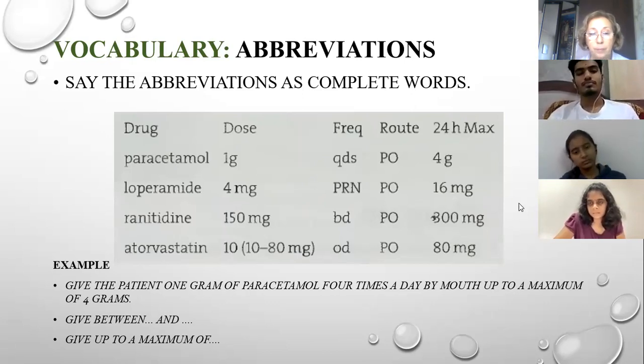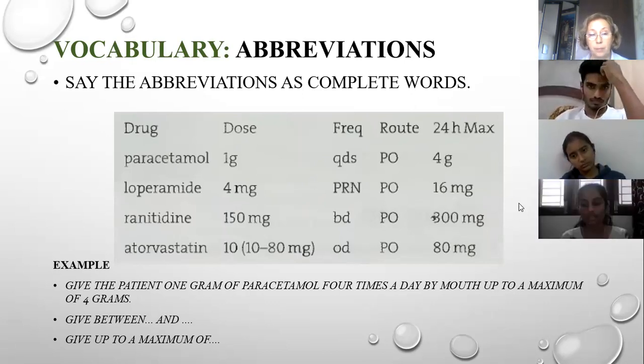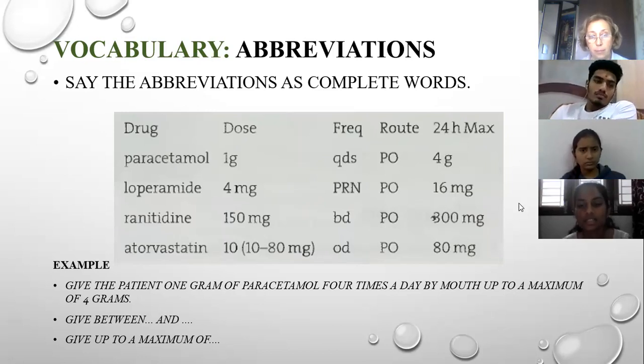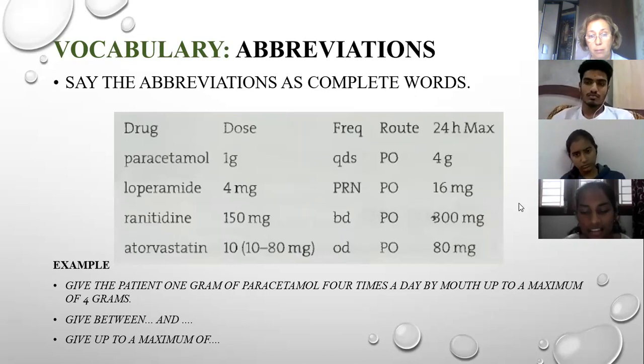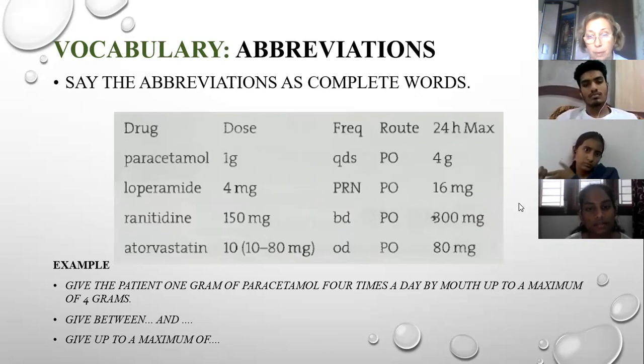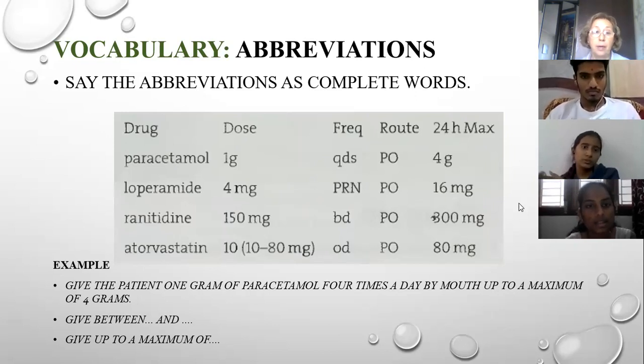So the next one is for Vidya. Yes, ma'am. Give up to maximum of 300 mg of ranitidine. Milligrams of ranitidine. How many? Milligrams of ranitidine, 150 mg dose twice a day by mouth. Up to maximum of 300 mg. Milligrams. Okay.